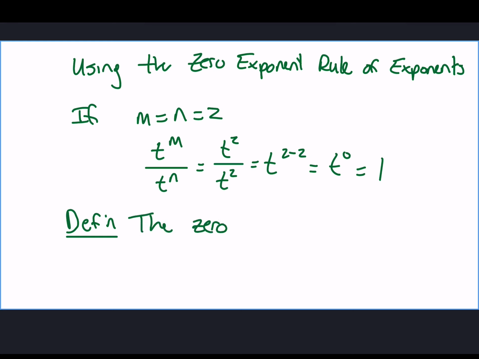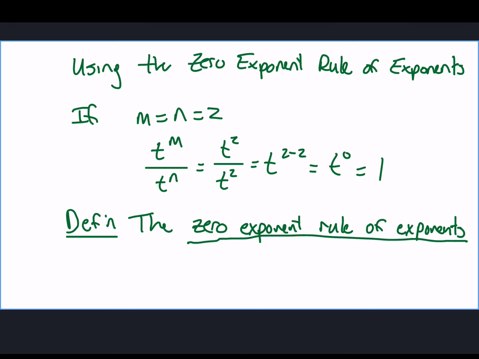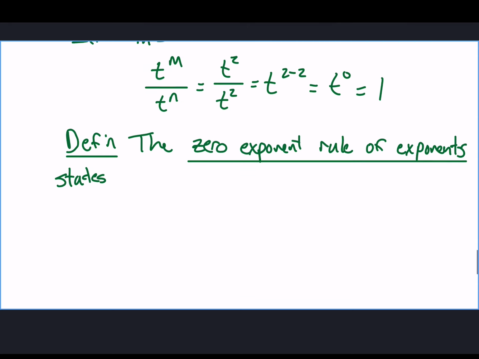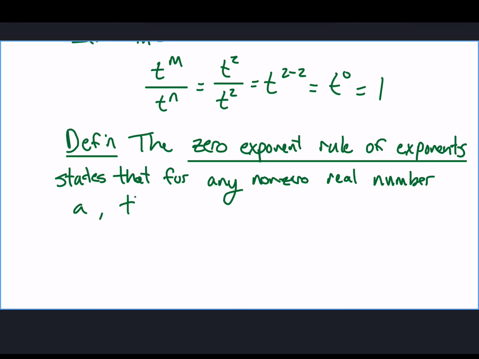The 0 exponent rule of exponents states that for any non-zero real number a, a to the 0 power is equal to 1. A to the 0 power is equal to 1.